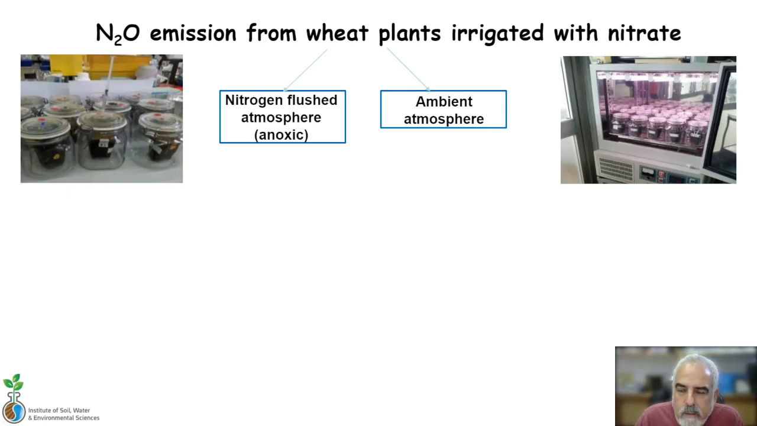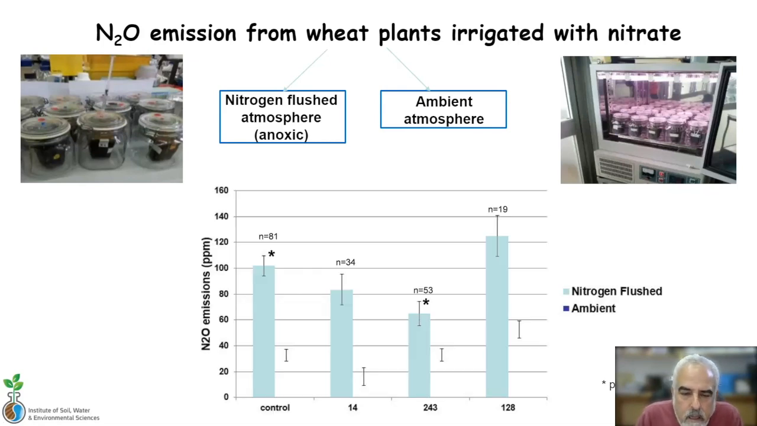are shown here. We did it in two different conditions, one which is anoxic and one that is ambient. So in the left part, we removed the oxygen. In the right part, we did not remove the oxygen. And then we see this is the anaerobic condition where we remove the oxygen by flushing it with dinitrogen, which is irrelevant to the story. And in the y-axis, you see the emission of nitrous oxide into the atmosphere in ppm, parts per million.